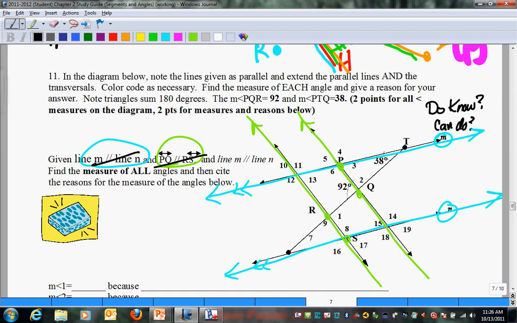What else do we know? What kind of stuff's given? PQ are equal to 92. Good. Physically sweep that. That's a given. I'm going to do that in green. So we're given that right there is 92. So sweep it. What else are you given? PTQ. Okay, so sweep it.